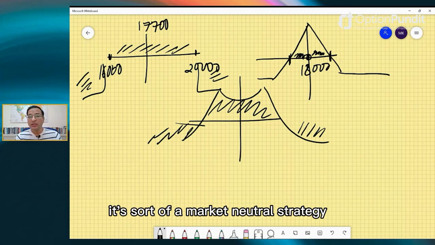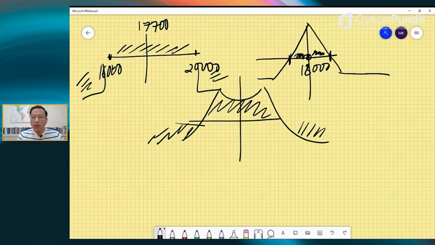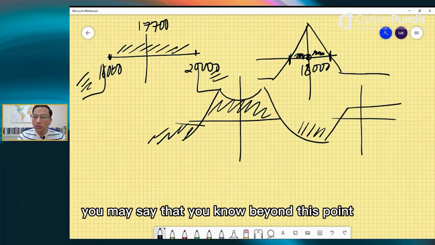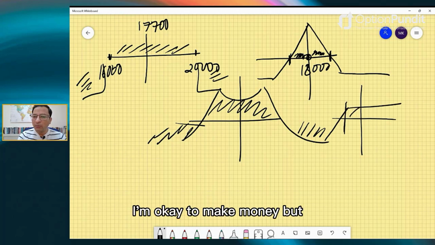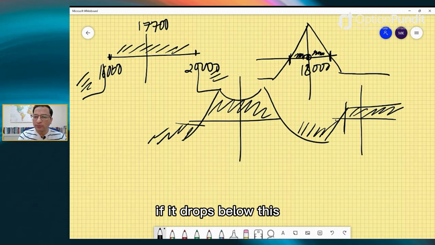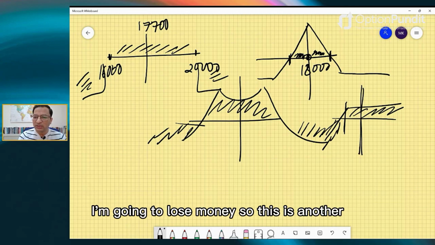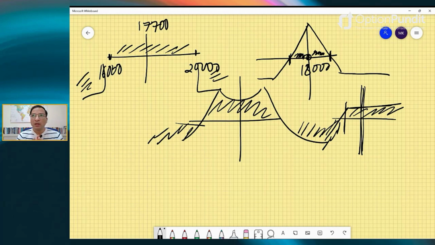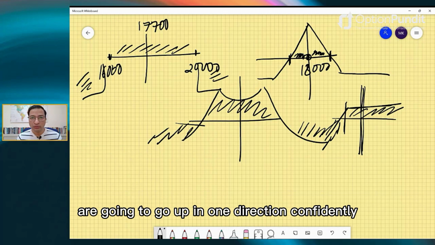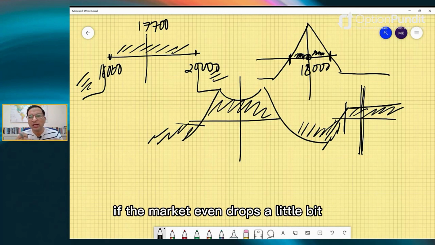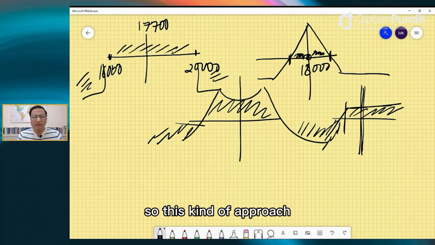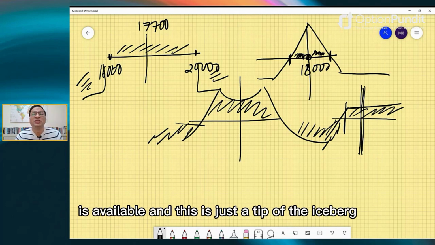Again, you will see it's sort of a market neutral strategy. Or in a simple way, you may say that beyond this point I'm okay to make money, but if it drops below this, I'm going to lose money. So this is another, not really a market neutral one, but you're not projecting that the markets are going to go up in one direction confidently. You are saying that if the market even drops a little bit, I will still be able to make money, right? So this kind of approach is available, and this is just the tip of the iceberg.